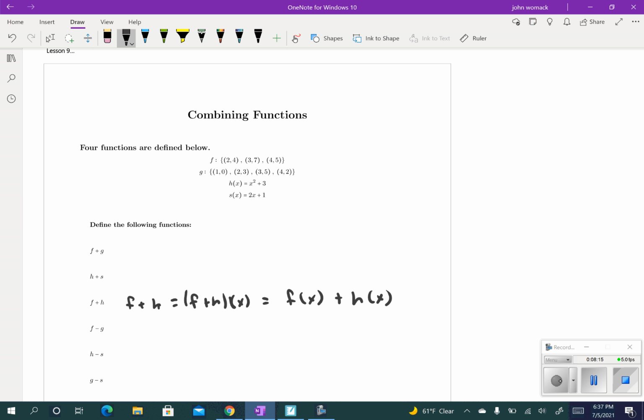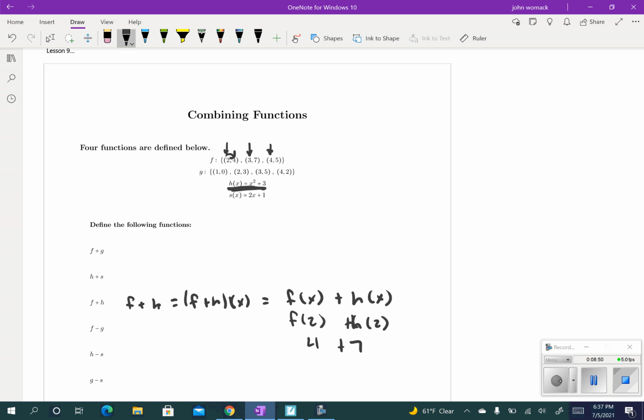Now on this one, I can plug anything I want into h. The domain is all real numbers. But if you look up at f, I can only plug in 3 different numbers. I can only plug in 2, 3, and 4. That's it. So remember, you can only plug in numbers that are in the domain of both functions. So I'm only allowed to plug in 2, 3, and 4. So what is f of 2 plus h of 2? Well, f of 2, if I plug 2 in, I get 4 back out. And h of 2, if I plug 2 in here, 2 squared is 4, plus 3 is 7.